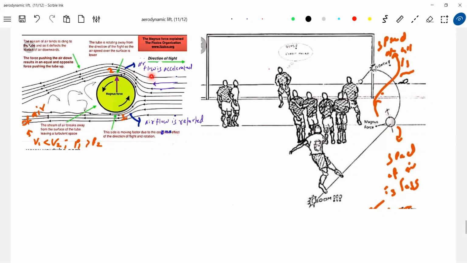Similarly, the air was having a pressure P naught and some kinetic energy, say K naught. By the time it arrives here, its kinetic energy got increased. From where? What energy should decrease? The pressure energy should decrease. So therefore, the pressure at 1 will be more than at 2.